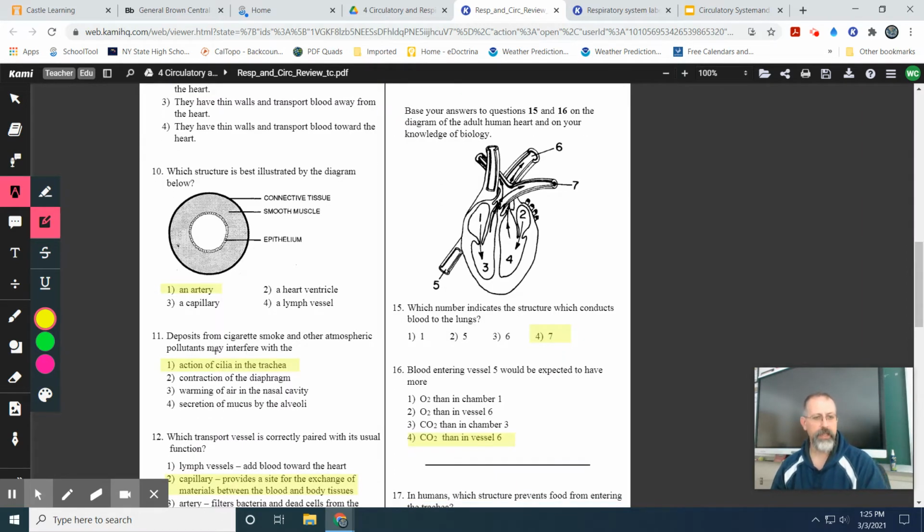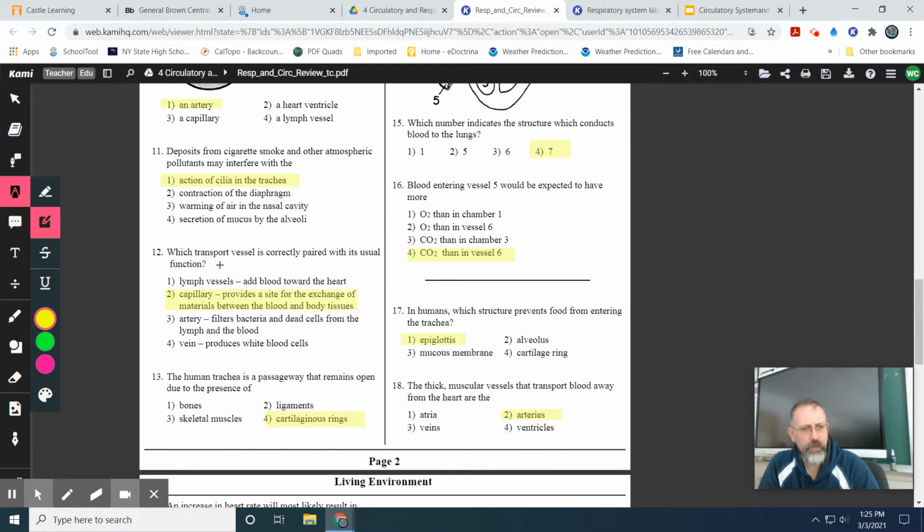Number 11, cigarette smoke and other atmospheric pollutants can interfere with the cilia. Cilia are the little hair-like structures, and nicotine and some things in the environment can paralyze those, so you can't move the mucus back out of your lungs in a normal way. So it paralyzes those. That was in the notes. Number 12, which transport vessel is paired with its usual function?